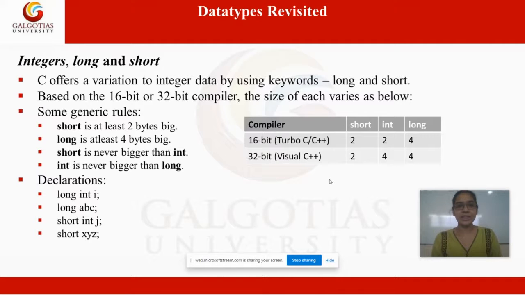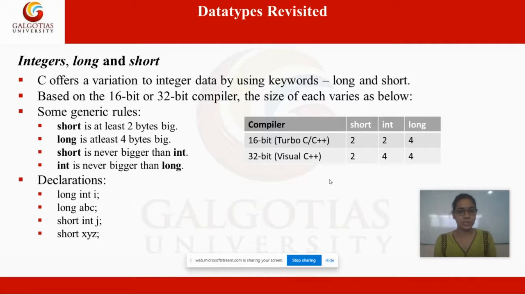So let us look at these data types and how can we modify their range in terms of the valid values that they can hold as well as the amount of space that they are going to occupy in the memory. So integers can be modified with the help of keywords like long and short. Now when we talk about integers, C offers a variation to integer data type by using keywords long, short.